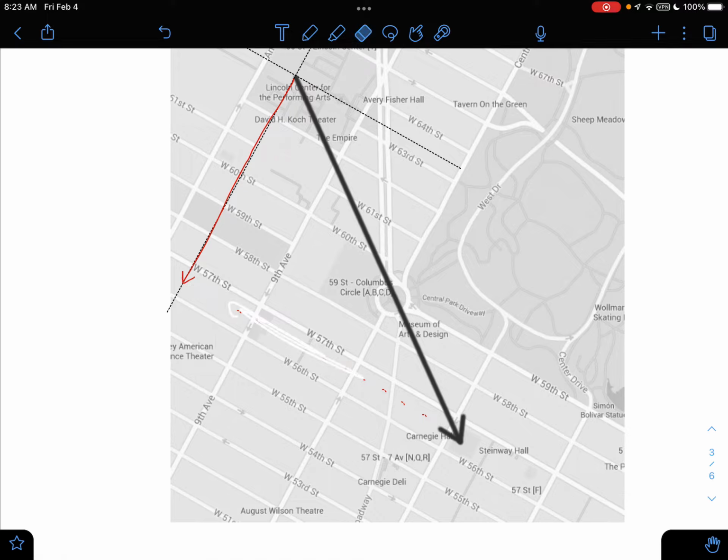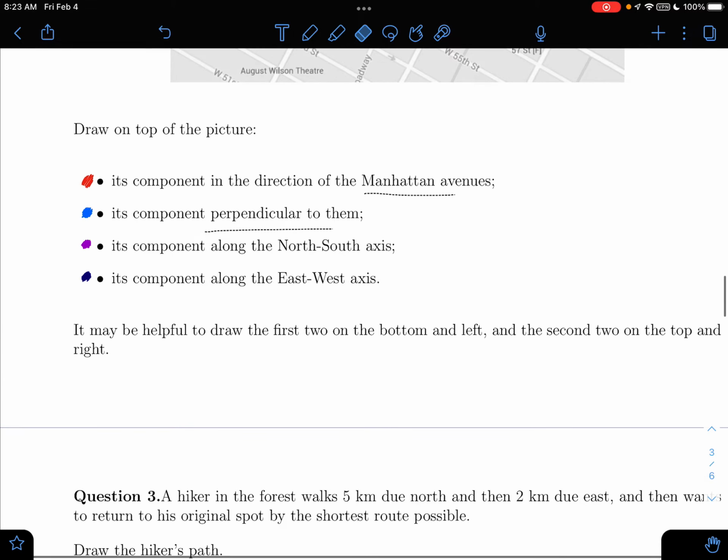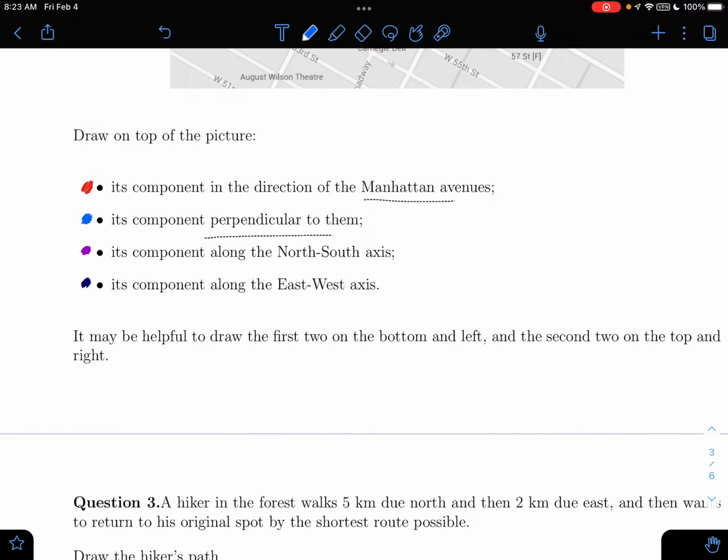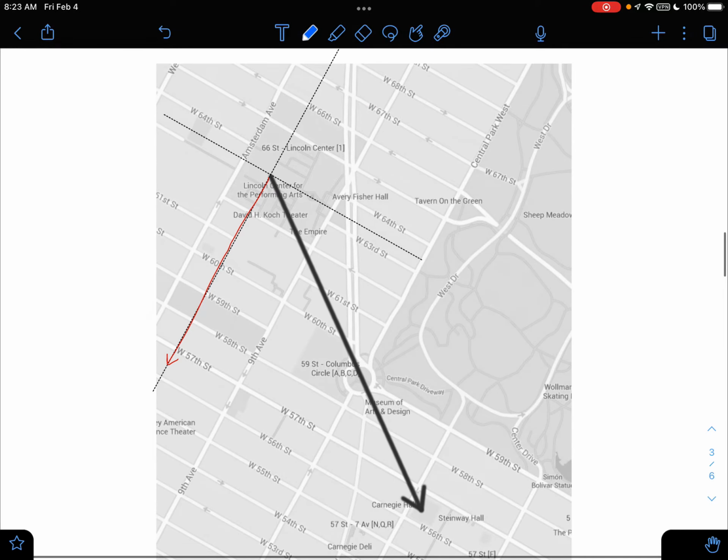Erase this now. Cool. Now I said that was going to be blue. Now our component perpendicular, we're going to do the same thing. I'm just going to pretend I extended this line out more, but I'm not going to do that because I'm a little lazy. But there's where that meets. Here's our component perpendicular to the avenues. And I'll erase my dotted lines.